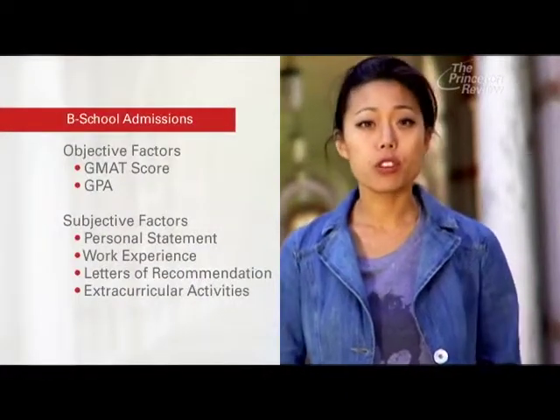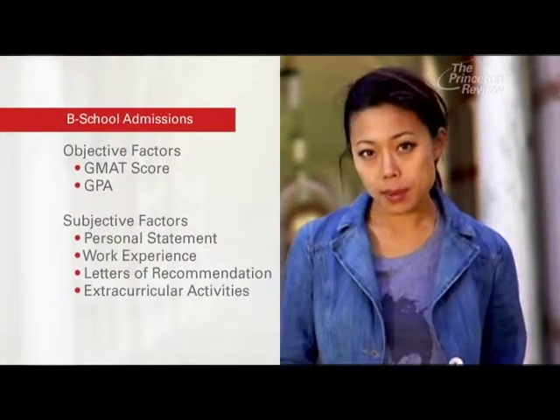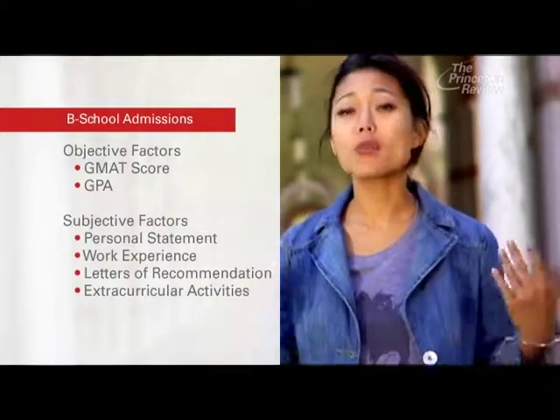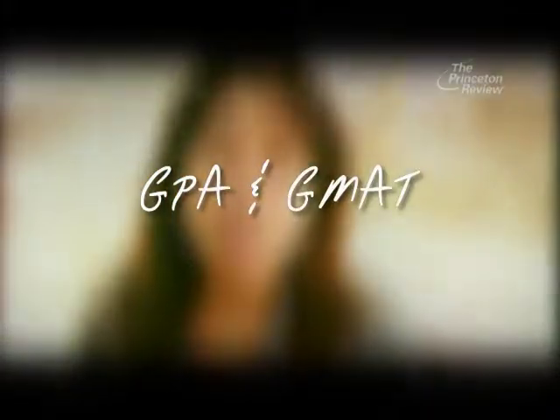What do I mean by objective factors? Objective factors include numbers, such as your GMAT score and your undergraduate GPA. Subjective factors include your personal statements, work experience, letters of recommendation, and extracurricular activities. So let's talk about some of the more important components in the objective and subjective factors list. So you know that the objective factors, the numbers, are important. They're going to be used as a sorting mechanism to weed out some applicants.